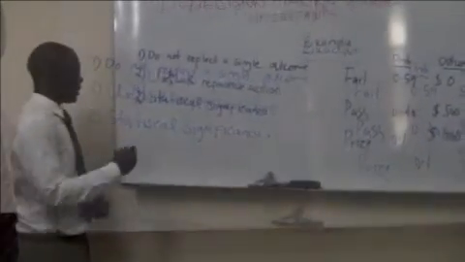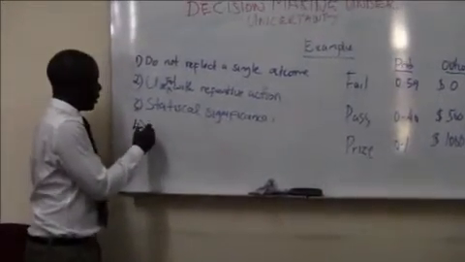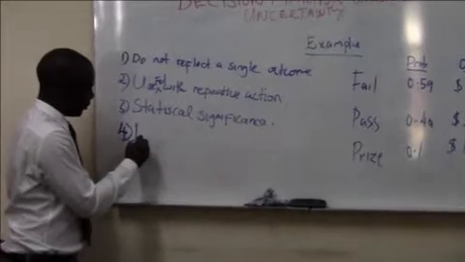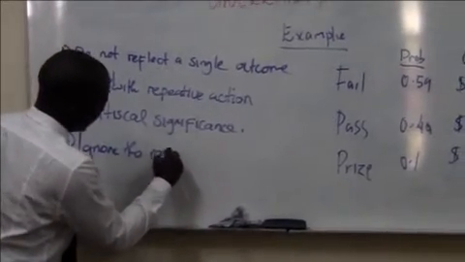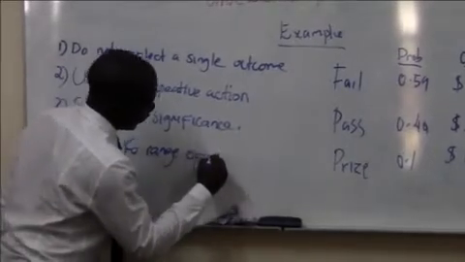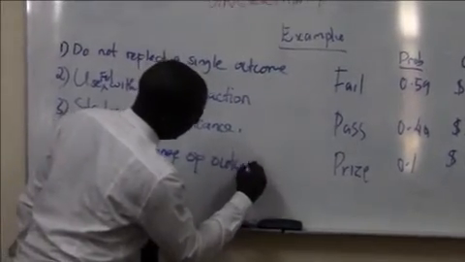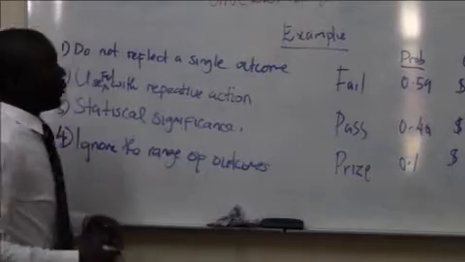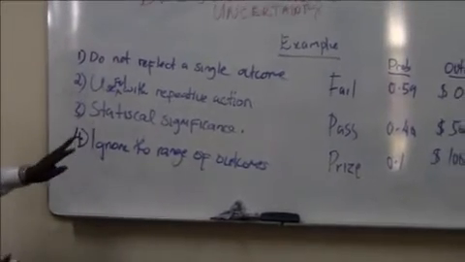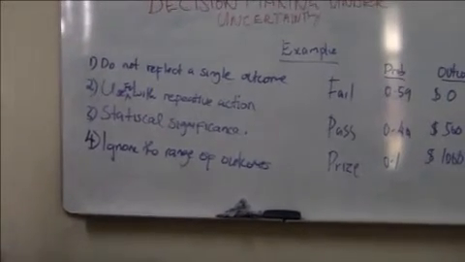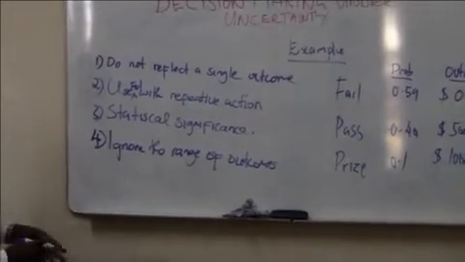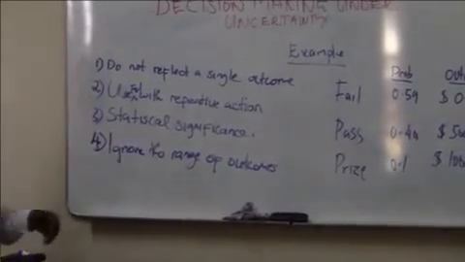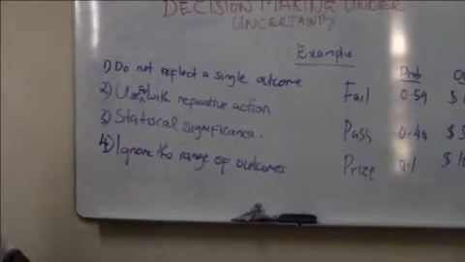Then finally, the last point we're going to look at under this is that expected values ignore the range of outcomes. What this simply means is that it gives you the worst and the best case scenario, which is one advantage because it will give you a range. Then you're able to have an idea of the worst and the best case scenario.